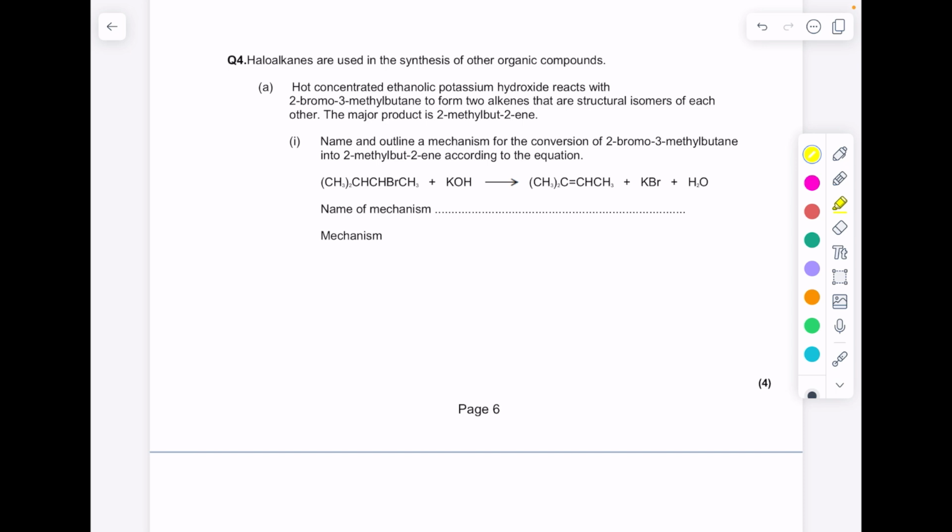Haloalkanes are used in the synthesis of other organic compounds. Hot concentrated ethanolic potassium hydroxide reacts with 2-bromo-3-methylbutane to form two alkenes that are structural isomers of each other. The major product is 2-methylbutene. Name and outline a mechanism for the conversion of 2-bromo-3-methylbutane into 2-methylbutene according to this equation. So the name of the mechanism, it's an elimination reaction.